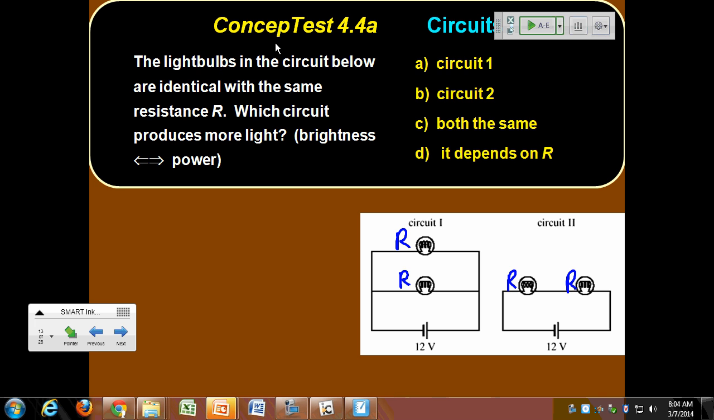So if circuit 1 is producing more power, and that's true, they both have more potential across each of them. So I have 12 volts, but I have 6 and 6 volts here. Why is that? Am I just having a more efficient circuit so that I get more energy out of it, or what was happening to our battery here in both situations? What's the difference in the draw on the battery?